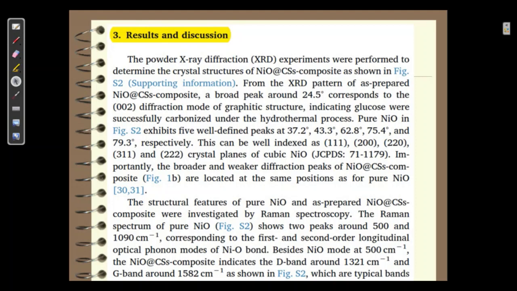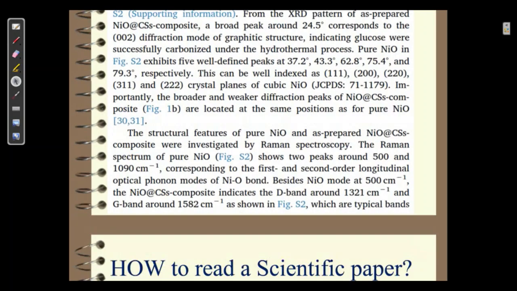Nickel oxide in this figure exhibits its own peaks. So it means that the data is shown over here, and we are going to discuss what the data says to us, for example the crystal structure and other phenomena, and so on. So the results and discussion can be helpful in this way.